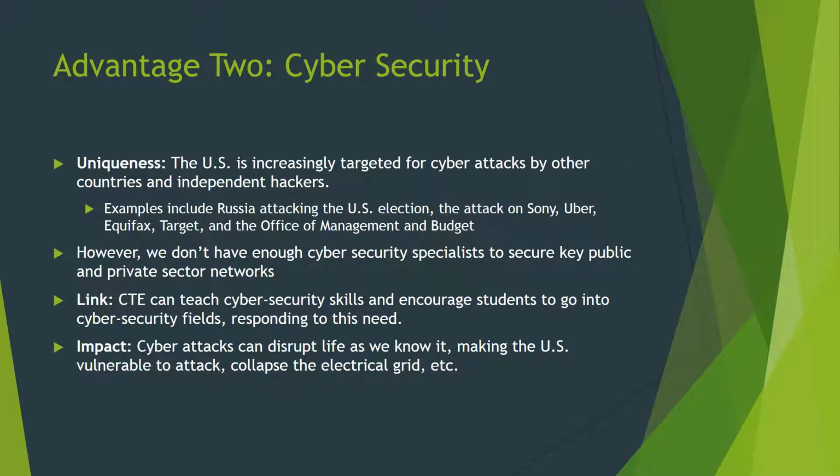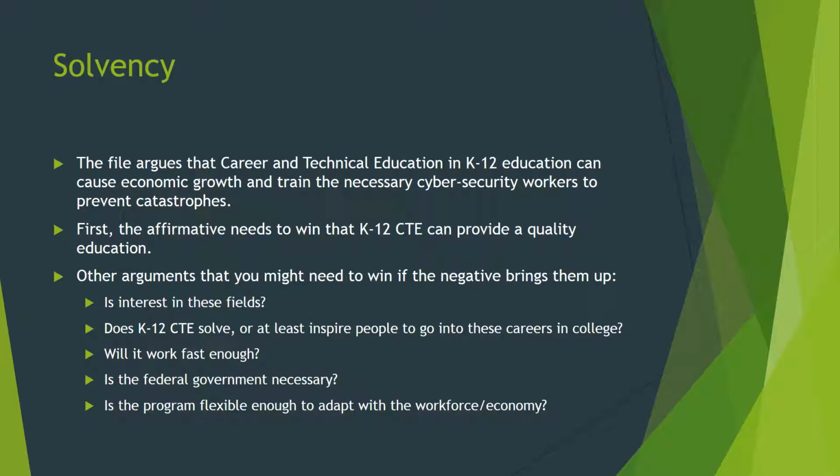Advantage two is cybersecurity. The United States is increasingly targeted for cyber attacks by other countries and independent hackers. Examples are all over the news, ranging from Russia attacking the United States election process, to the attacks on Sony, Uber, Equifax, Target, and the Office of Management and Budget, just to name a few. However, we don't have enough cybersecurity specialists to secure key public and private networks against attack. Career and technical education can teach these cybersecurity skills and encourage students to go into cybersecurity fields, responding to this need. Cyber attacks are very dangerous, with the ability to disrupt life as we know it, collapsing the electrical grid, and more. This file argues that career and technical education in K-12 can solve economic growth and can train the necessary workers in cybersecurity skills to prevent catastrophes.